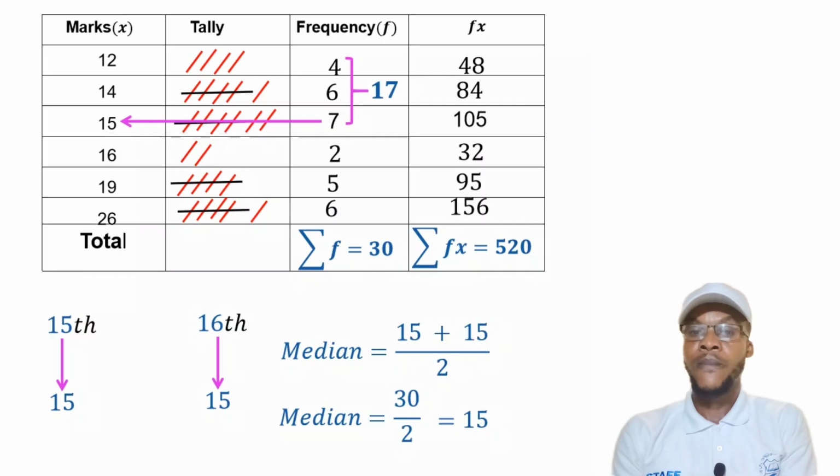When you are finding the median from an ungrouped frequency distribution table, this is how we do it. We go through these procedures, and you are going to get the right answer. So if that's the case, then let's end here and continue next time.